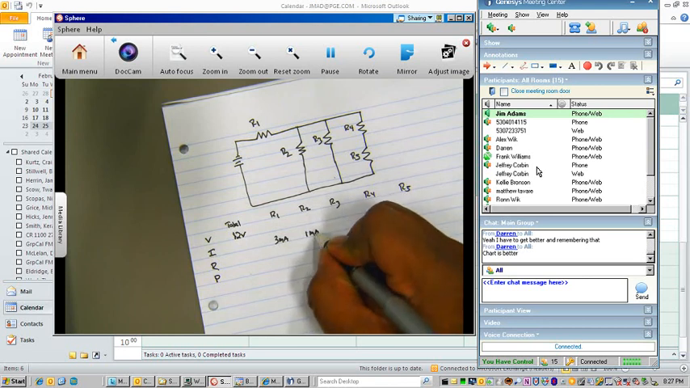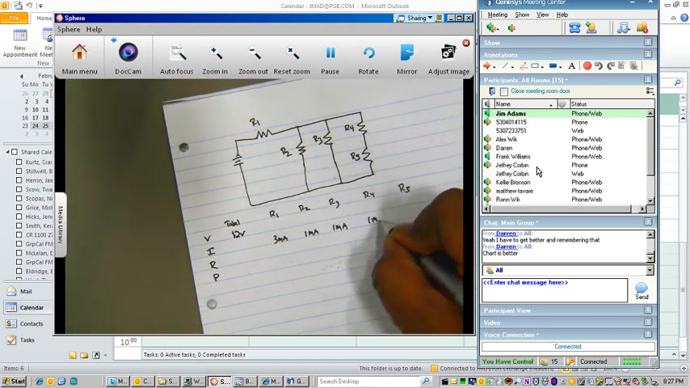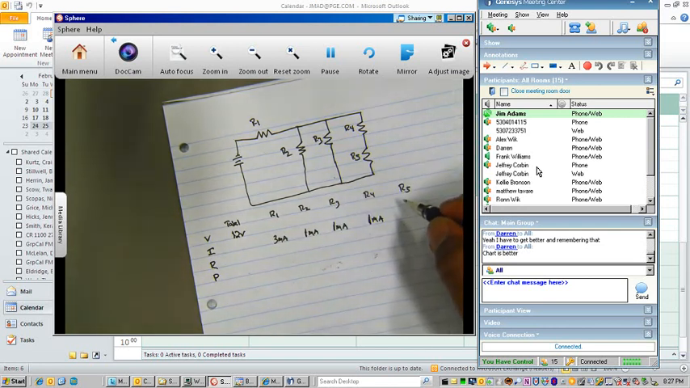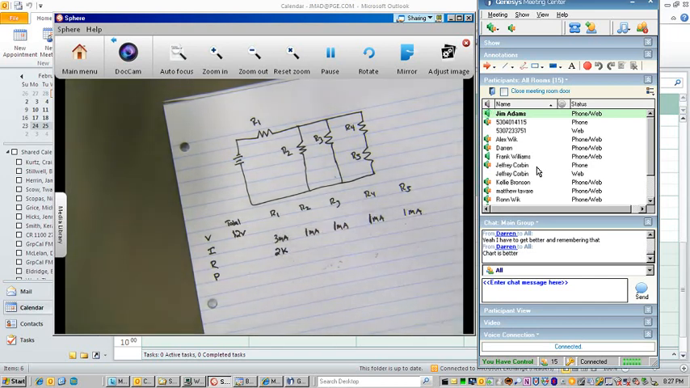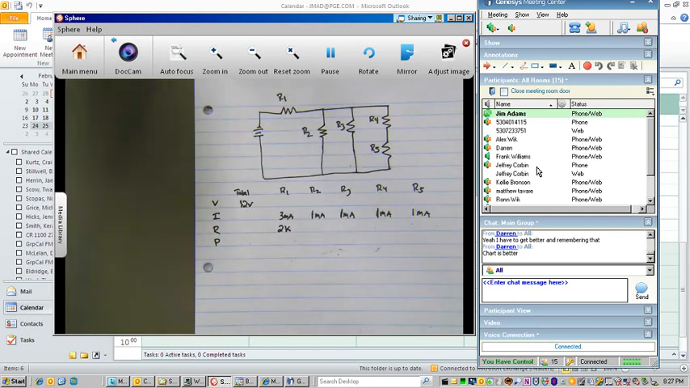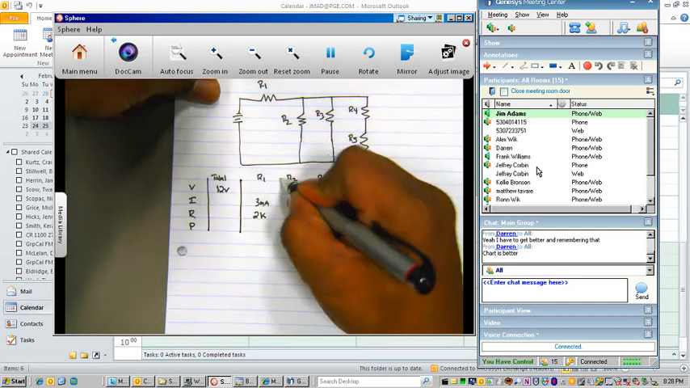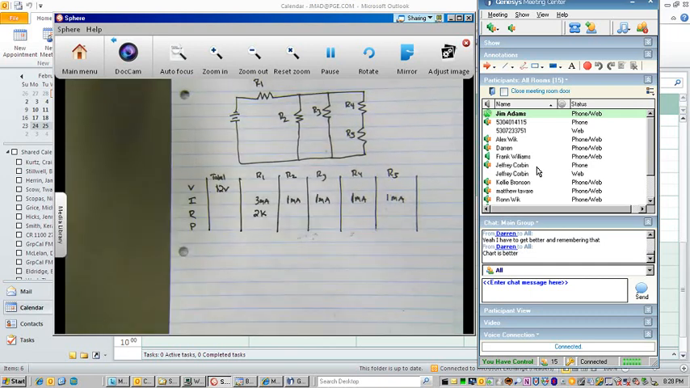Okay, R1, R2, R3, R4, and R5. Okay, so let's make a chart here. Total, R1, R2, R3, R4, R5. Voltage, current, resistance, power. And we say voltage total is 12 volts.